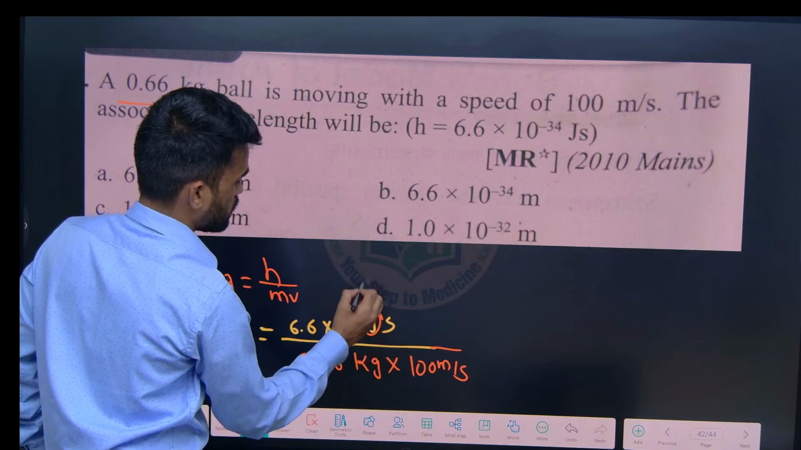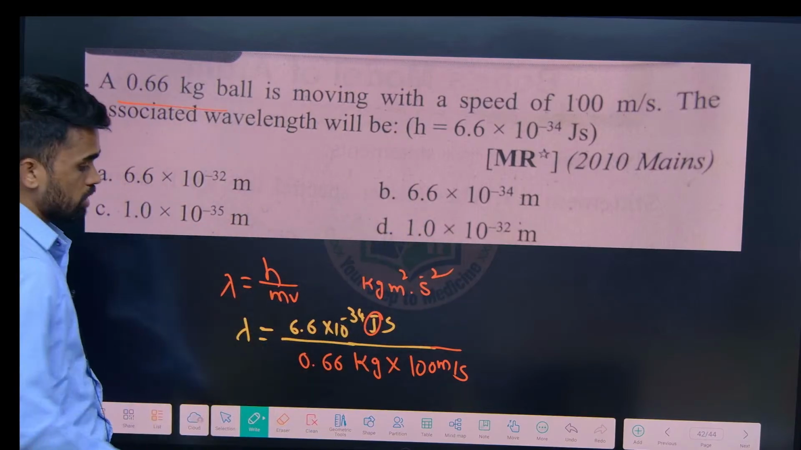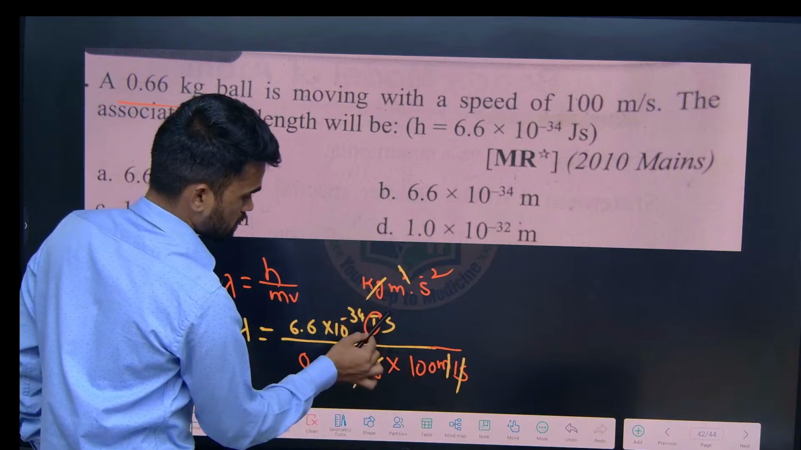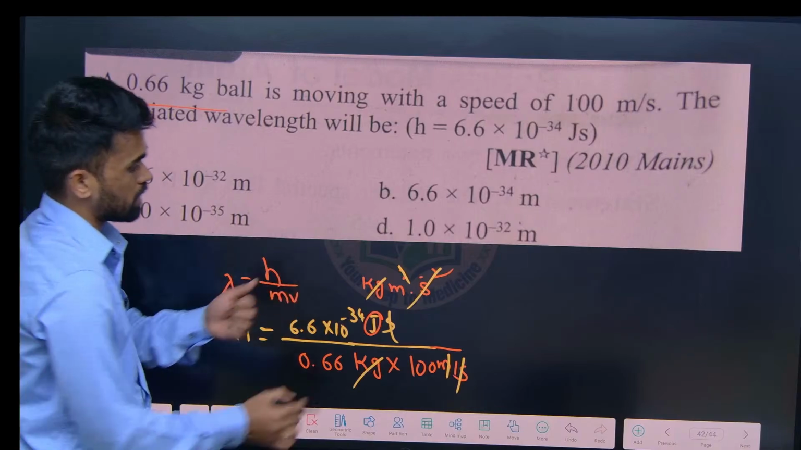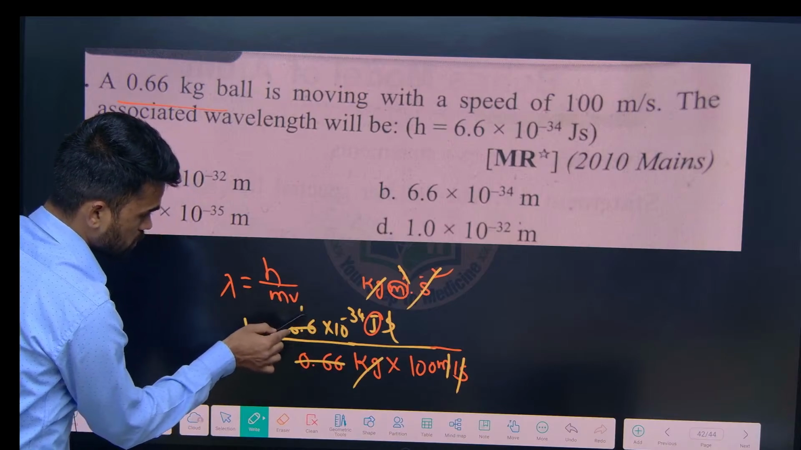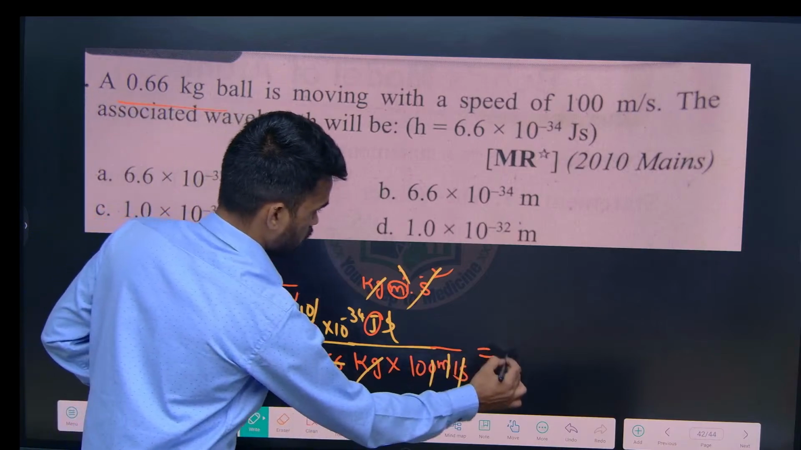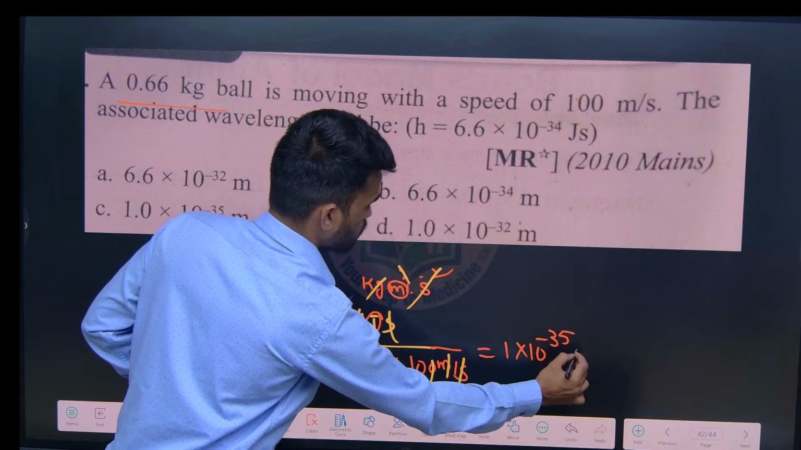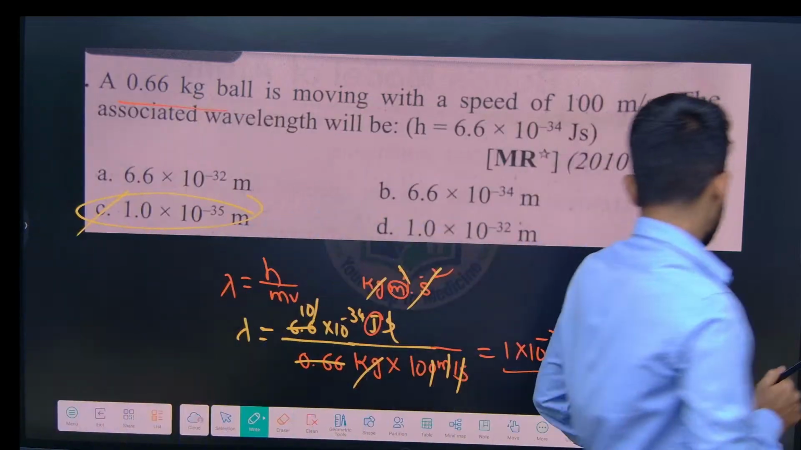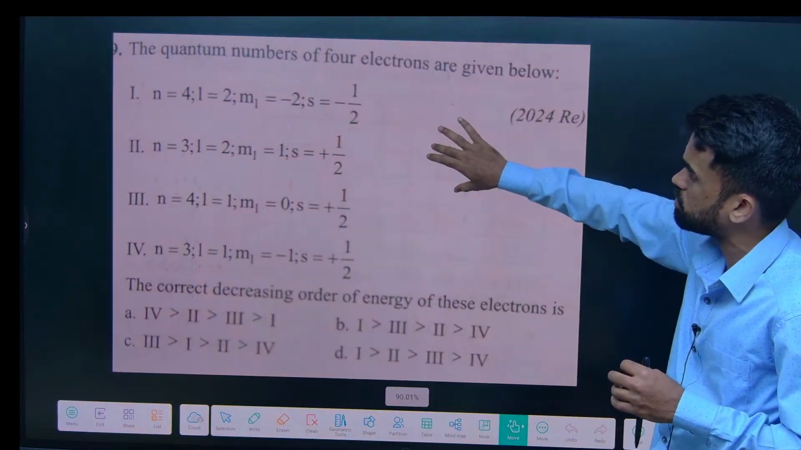See, joule can be written as kg meter square second inverse square. So kg you can remove, meter square you can remove, and all the seconds are removed. So we are getting the answer in terms of meters now. So this will be how many times? This is 10 times. Yes. Next, this is removed. So we'll get 1 into 10 power minus 35 meters. That's it. We have option C as your answer for the discussion. Next, one question from quantum numbers. The remaining quantum-related questions we will discuss in the next session.